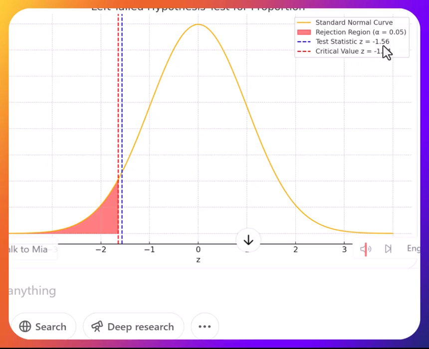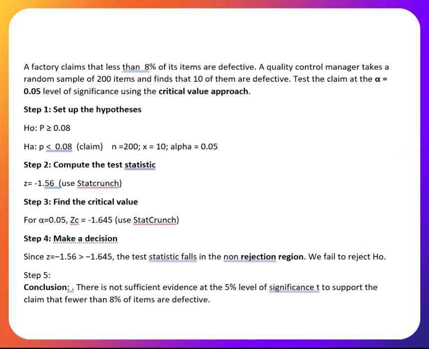And since negative 1.56 is bigger than negative 1.645, not much bigger, look at the difference between the two, in this case you fail to reject the null hypothesis. So the test statistic is negative 1.56. The critical number is negative 1.645. This is a left-tail test. Because the test statistic is bigger than the critical value, you fail to reject the null hypothesis, as I explained a minute ago.